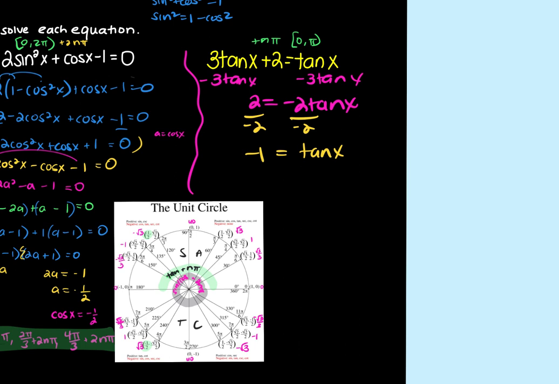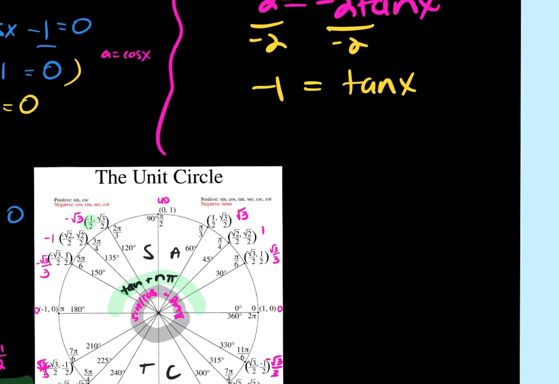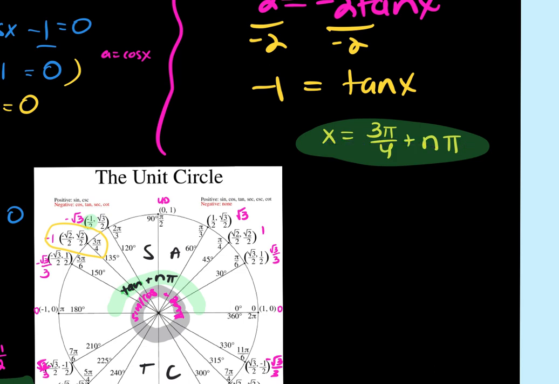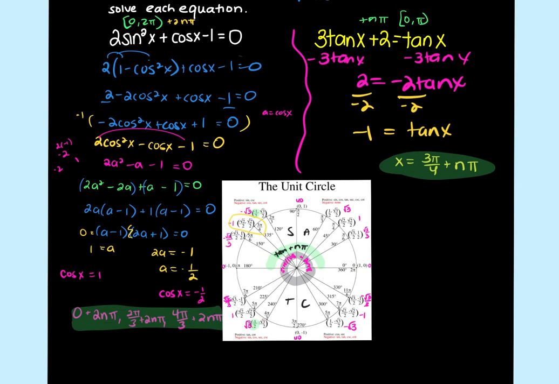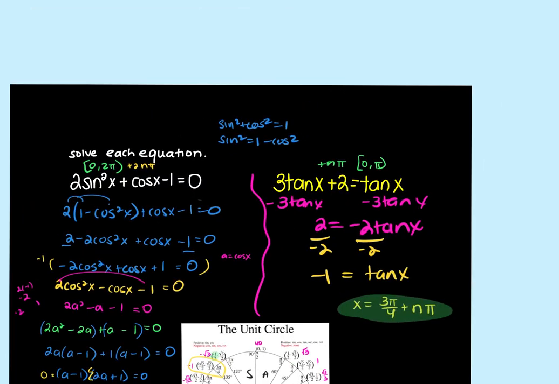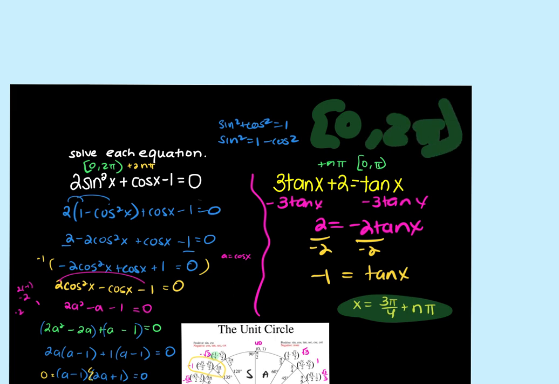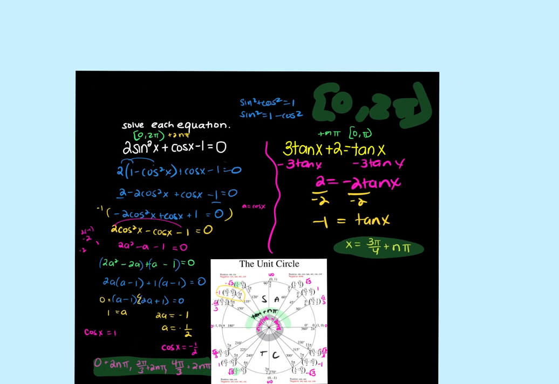And then there was no interval given, so I go to the top of my unit circle, and I want to find where tangent is negative 1, and that happens at 3 pi over 4. So it's 3 pi over 4 plus n pi. If there was an interval, like if the question said from 0 to 2 pi, that answer is going to be 3 pi over 4 and 7 pi over 4, because you would use the full circle.